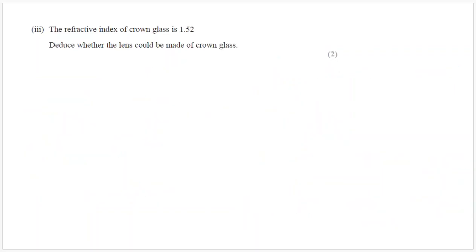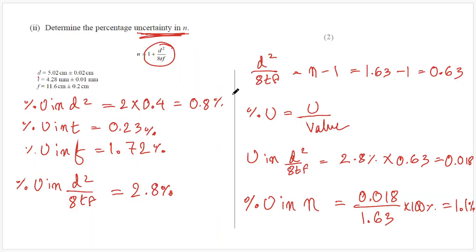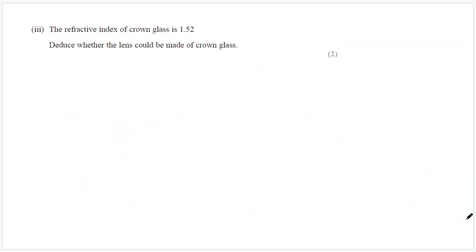The next part of the question says, the refractive index of crown glass is 1.52. Deduce whether the lens could be made from crown glass. So this is something along the lines of whether this value is valid, whether this value is acceptable, right? So whenever you come across a question like this, the simplest way and my personal favorite way is comparing the percentage uncertainty with percentage difference. You already have the percentage uncertainty, which is 1.1%. Now, what you're left with is finding out the percentage difference.